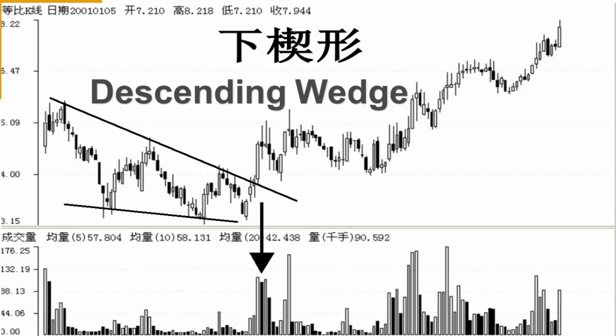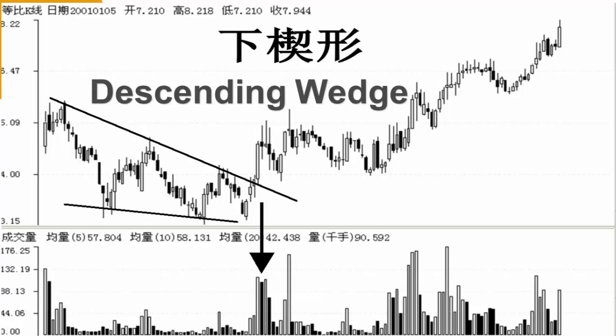This is a descending wedge. What's the difference? Okay, the descending wedge. We can connect the two highs, three highs, and two lows. The three highs are lower and lower, right? But we can see here, the two lows, higher or lower? Lower, right? So this is the descending wedge.